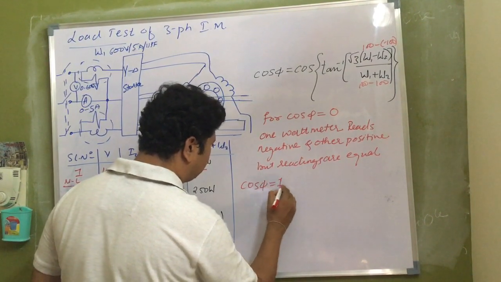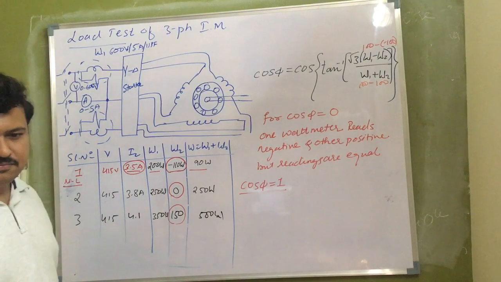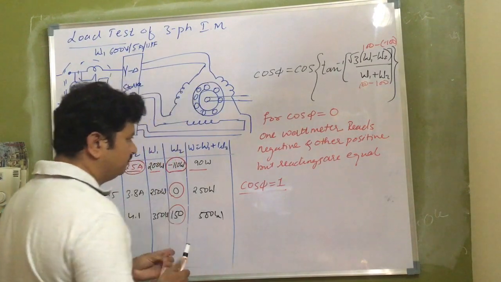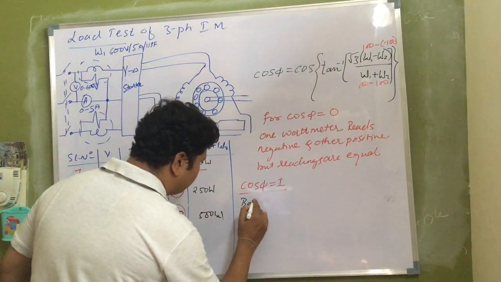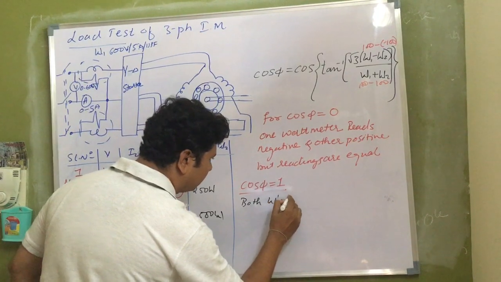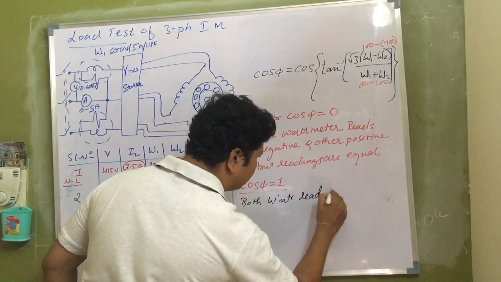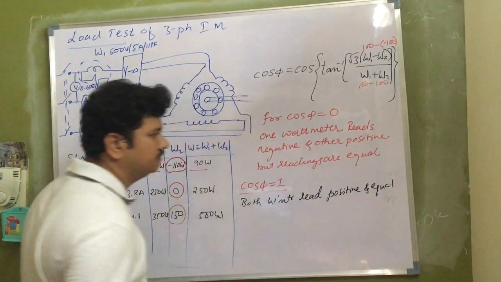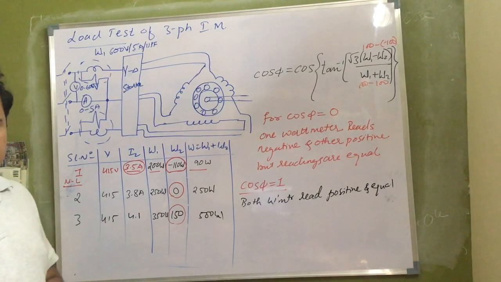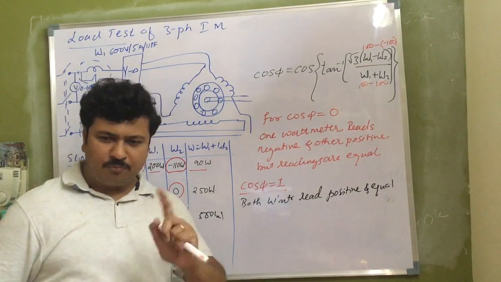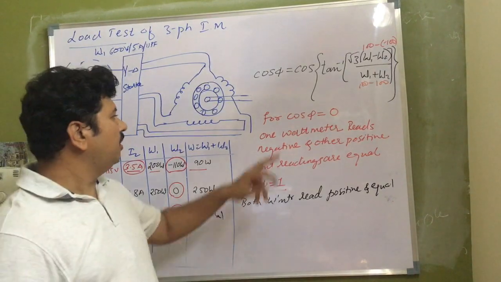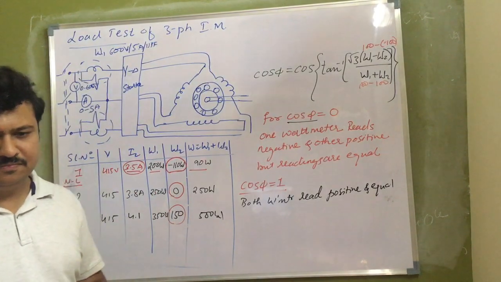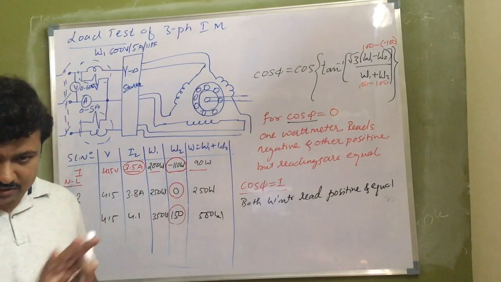Second case, for power factor cos phi equals 1, both wattmeters read positive and equal. When power factor is exactly 1, both wattmeters read positive and exactly equal. When power factor is 0, both wattmeters read exactly equal but one negative. But both these cases will never exist in an induction motor.